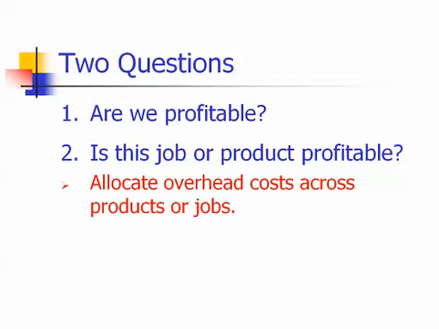Activity-based costing will allow us to more accurately allocate overhead costs across jobs and products. In addition, the process of implementing an activity-based costing system will force us to more closely examine our overhead costs and the drivers of those costs.